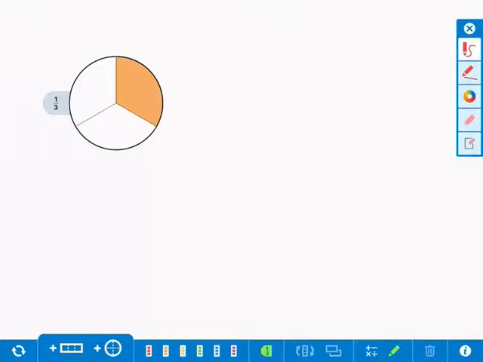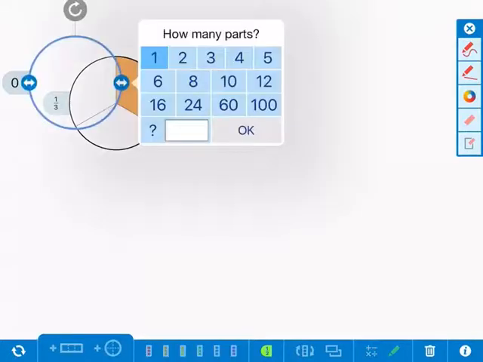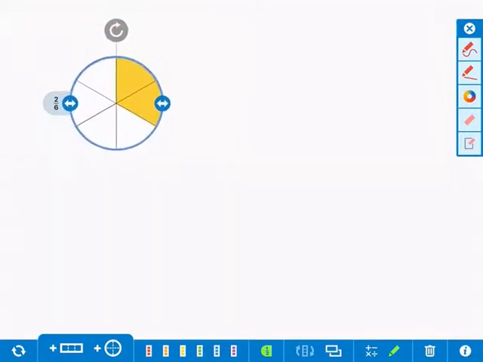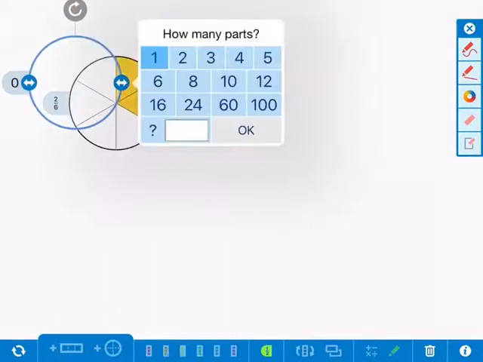Now, what colored piece would the whole be? Well, that all depends, because 1/3 can be represented in a few different ways. If I had this as 1/6 and I colored in 2 of these, it would represent the same amount. See how that lines up?